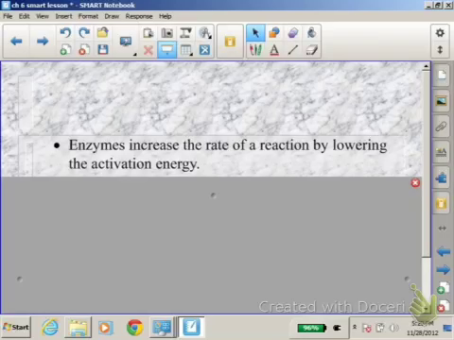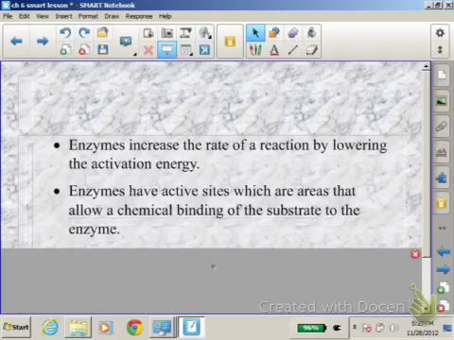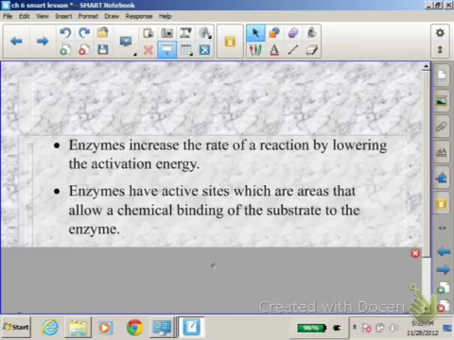Okay, 17. What is an active site? What is a substrate? Active sites are the areas where an enzyme binds with the substrate. And the substrate is what an enzyme binds with. Hold on, and I'll actually draw you a picture of this. So it says enzymes have active sites, which are areas that allow a chemical binding of the substrate to the enzyme. So it's essentially the keyhole. It's where they fit together.